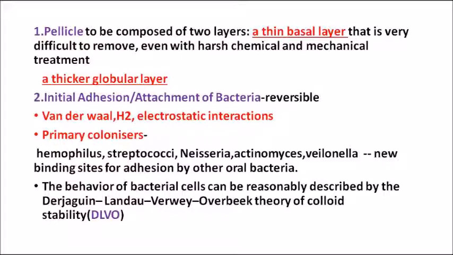And who colonizes? The primary colonizers attach by this reversible mechanism. It can be Haemophilus, Streptococci, Neisseria, Actinomyces, Veillonella, all these usually gram-positive aerobic organisms, and they will open up new binding sites for the adhesion of other oral bacteria. You should also remember a term called the DLVO or Derjaguin, Landau, Verwey, Overbeek theory. This theory explains the behavior of bacterial cells by the use of colloidal stability. It comes under the reversible attachment of bacteria to the pellicle surface.